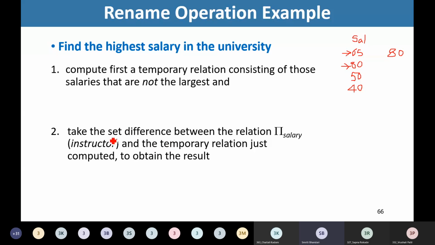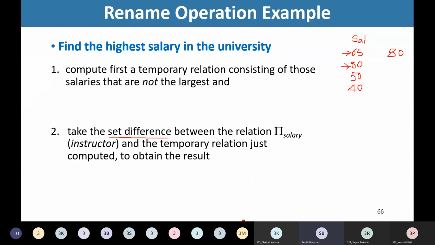And in the second step, I will make use of the set difference operation, such that I will have all the salaries of the instructor and the salaries that are not largest, computed from the first step. And if I take the set difference of these two, it is possible for me to get the highest salary. So this is the thought process.